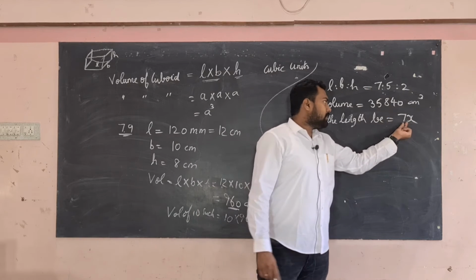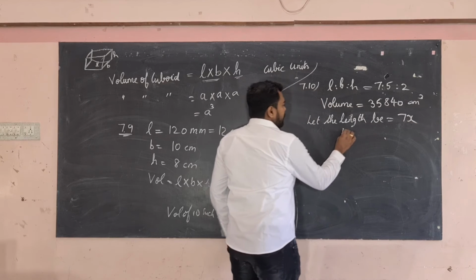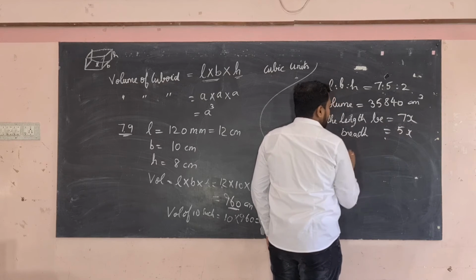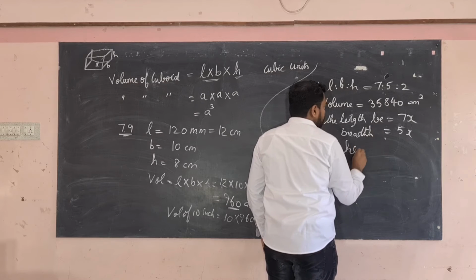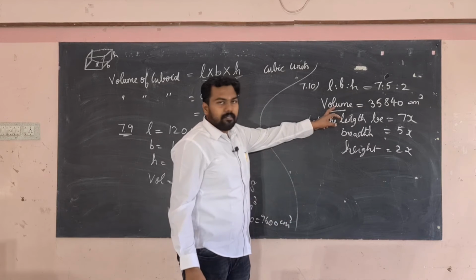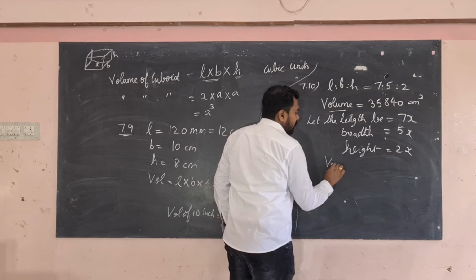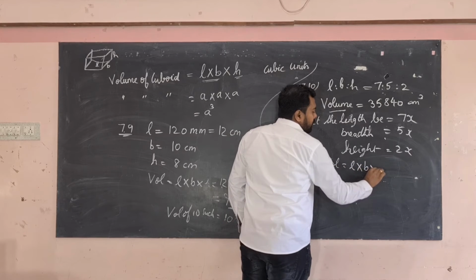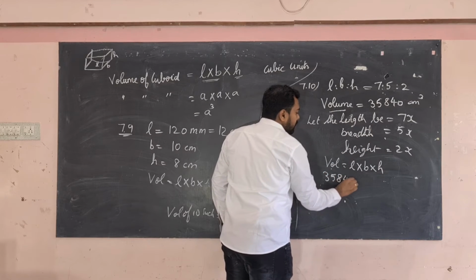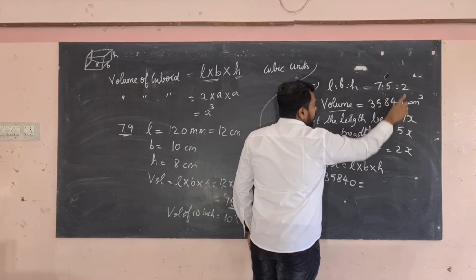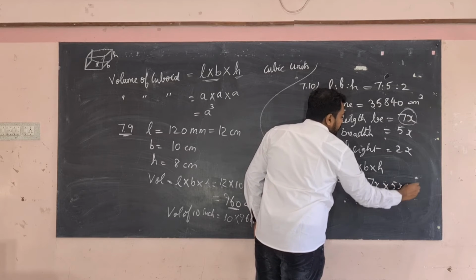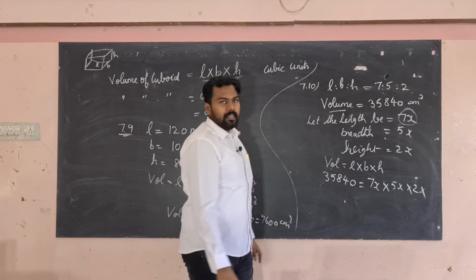ஸோ 7 parts. Okay, then breadth also. Breadth will be 5x. Same way height will be 2x. So in the question they have given us volume. So we know the volume is equal to what? Volume is equal to length into breadth into height, right? Volume எவ்வளவு கொடுத்திருக்காங்க? 35,840 equal to length into breadth into height. What is the length? It is 7x. What is the breadth? 5x into 2x. Okay, length into breadth into height.